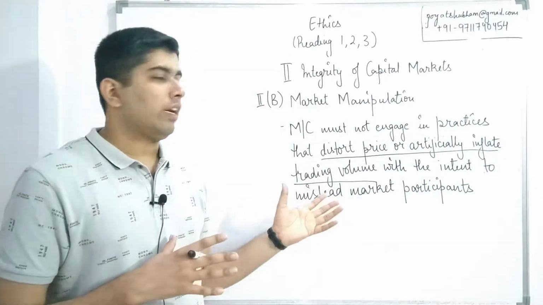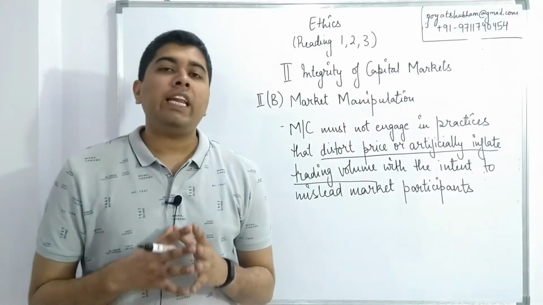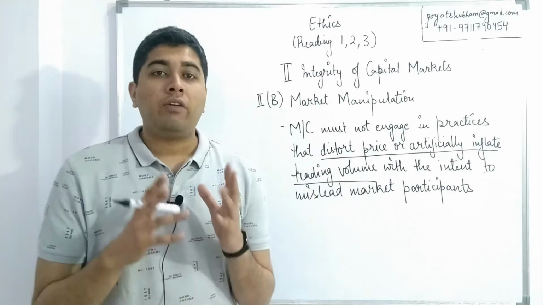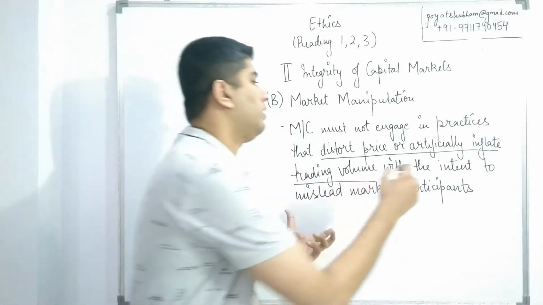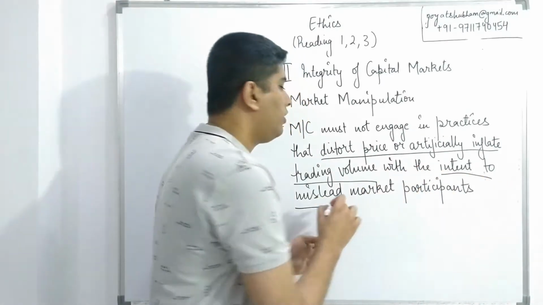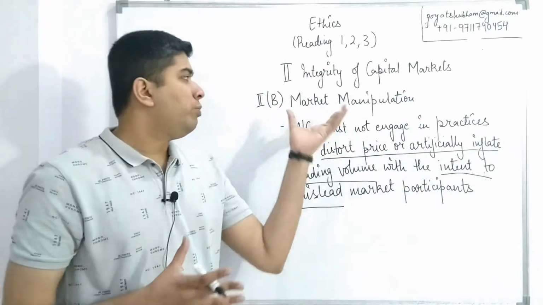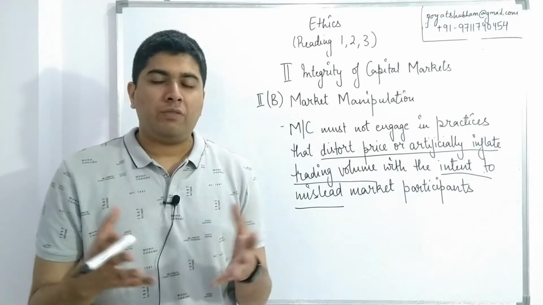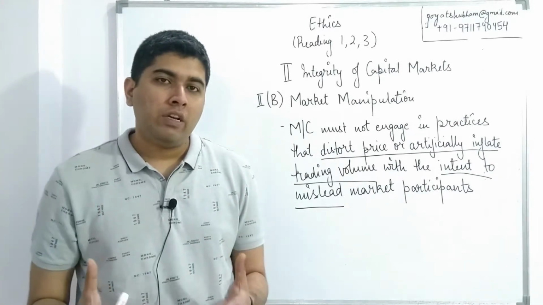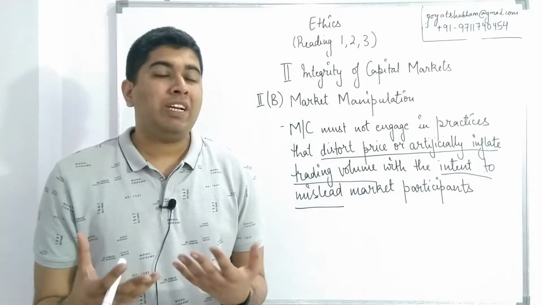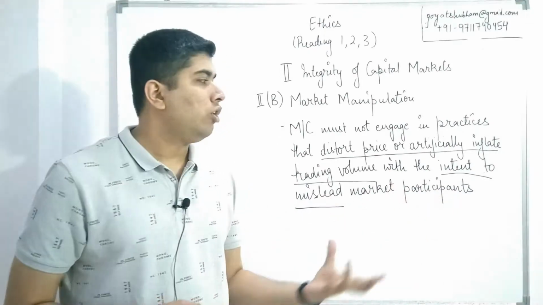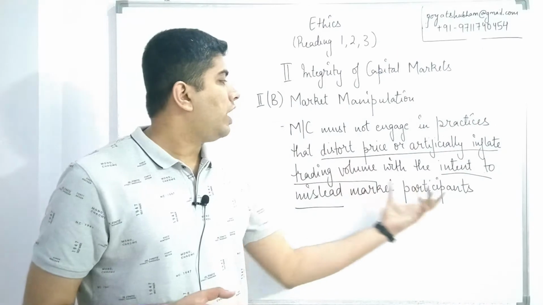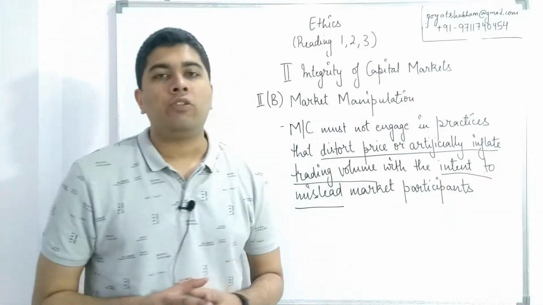Now, either of these two acts can be done with the intent to mislead the market participants, which is what the second part is saying. So if there is the intent to mislead, then it would be a violation of the standard on market manipulation. In the real world, there is a possibility of having trades which are genuine but might still end up inflating the trading volume or distorting the price, which is why the second part of the standard says there has to be an intent to mislead.